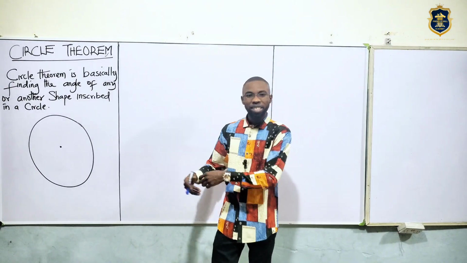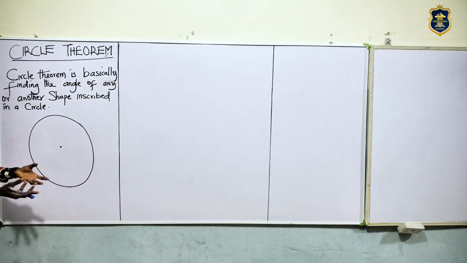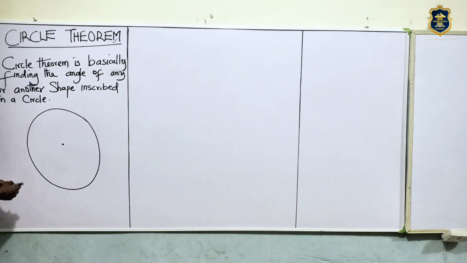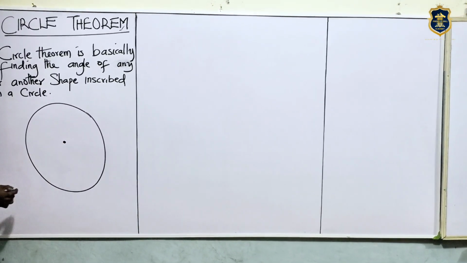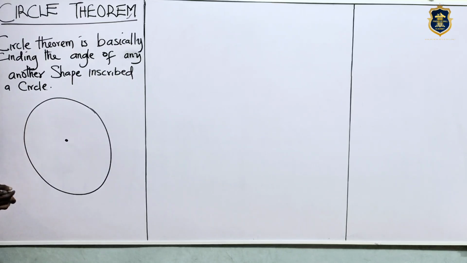Welcome guys. Let's look at this circle for instance. Although it's not drawn to scale, I just tried. Just follow me. Now look at this circle. This point is called the middle point. It's called the midpoint of the circle.